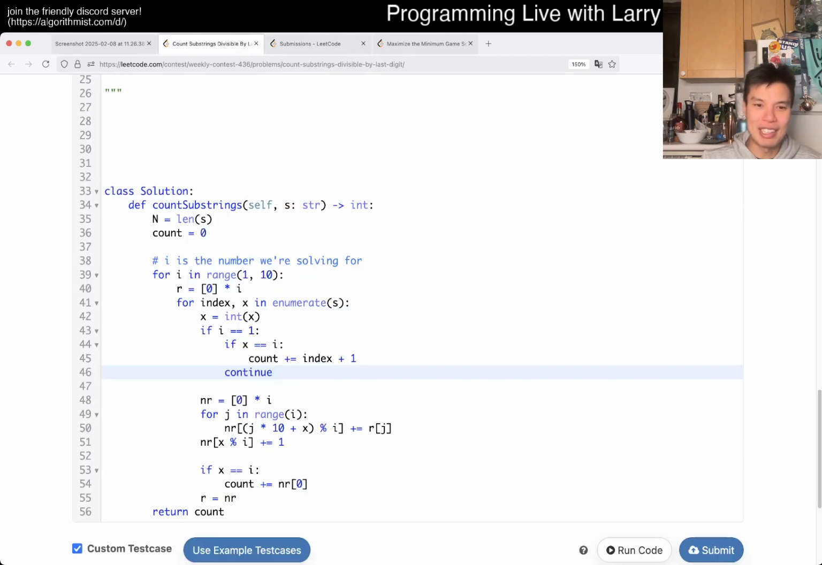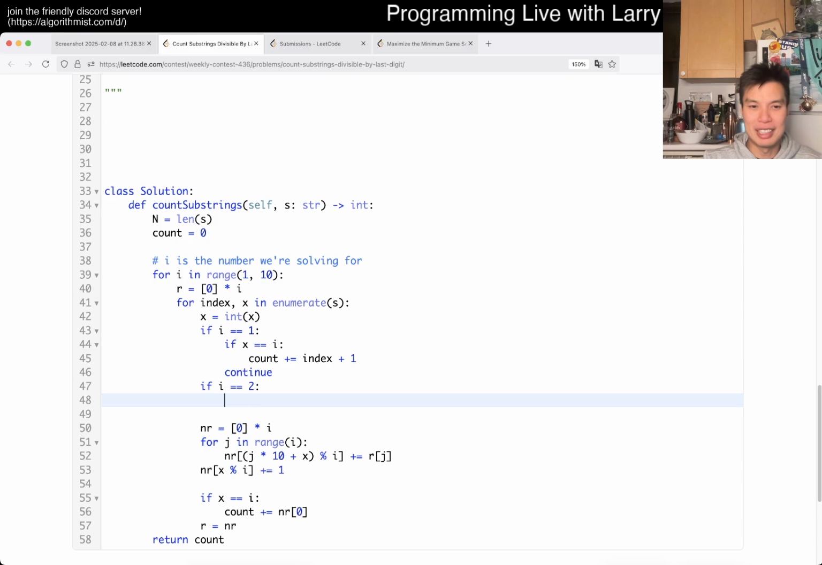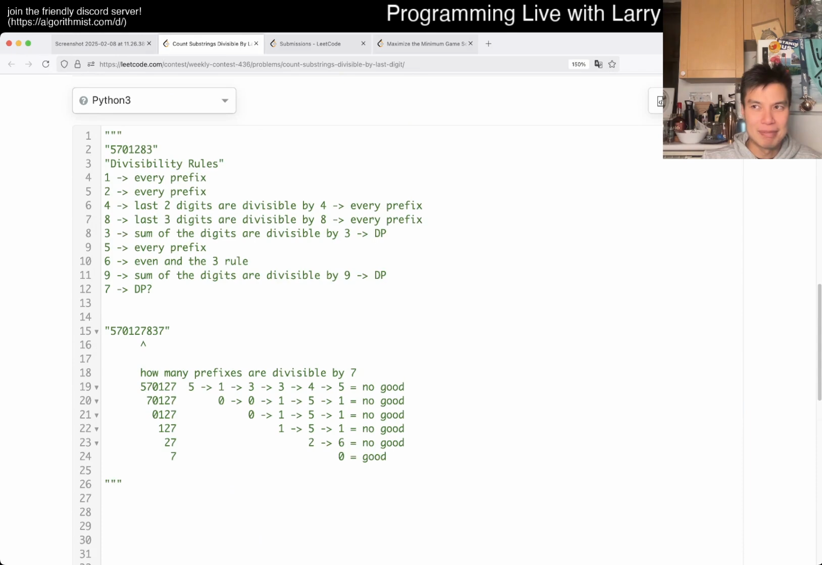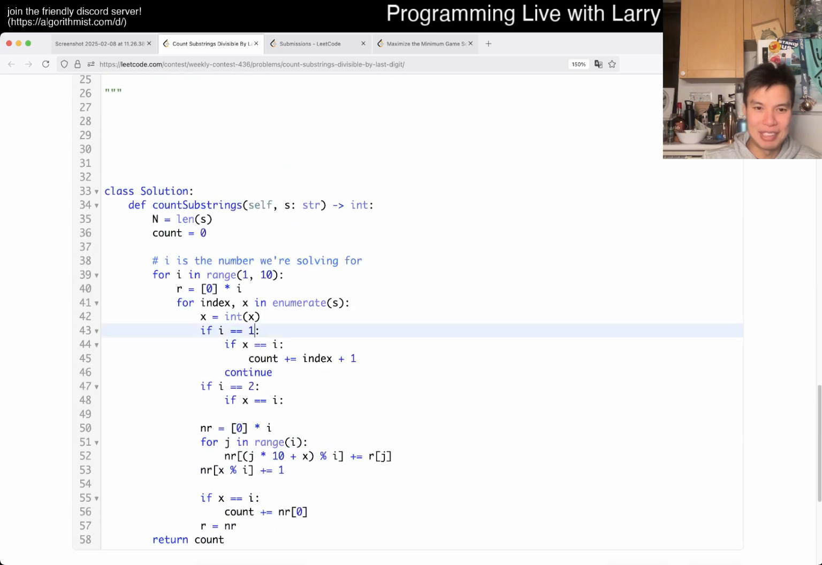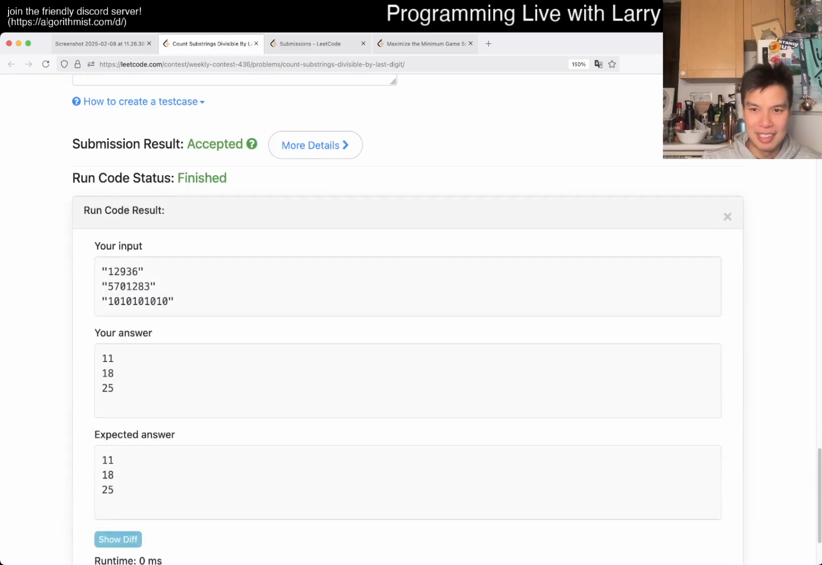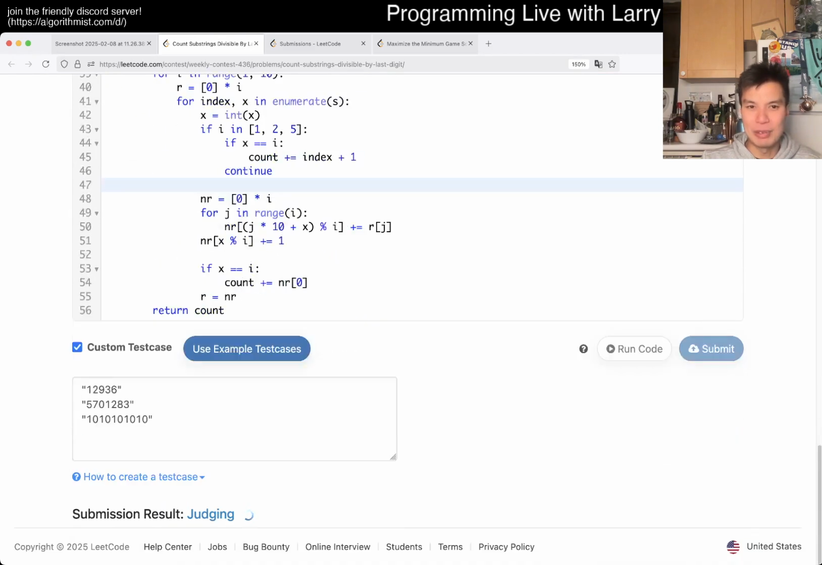But you could even just write, if I is equal to 2, then if x is equal to I, you do the same thing, right? 2 and 5 maybe. So maybe if I is in 1, 2, 5, right? Let's see if that saves us some time. But already we're doing a lot less work.